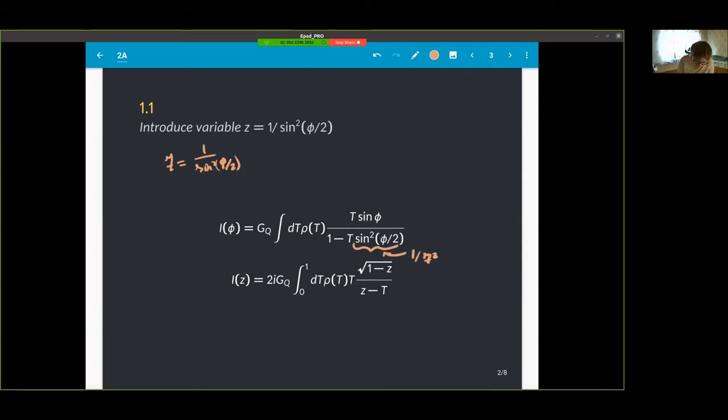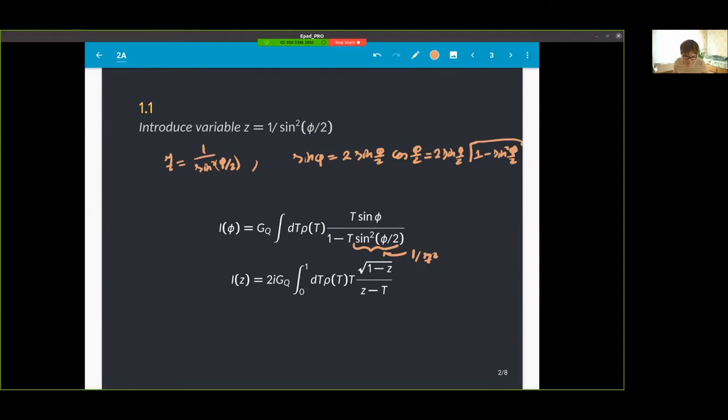And for sine phi, we say that sine phi is 2 sine phi over 2 cosine phi over 2. And cosine phi over 2 we can express again through the sine, as the square root of 1 minus sine square phi over 2. When we take the square root, one needs to be cautious about what one does. But in this case, the square root needs to be positive because we want the current to be positive.